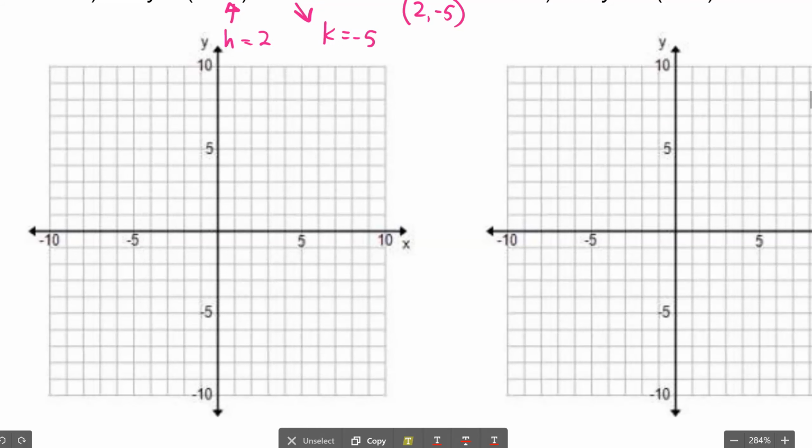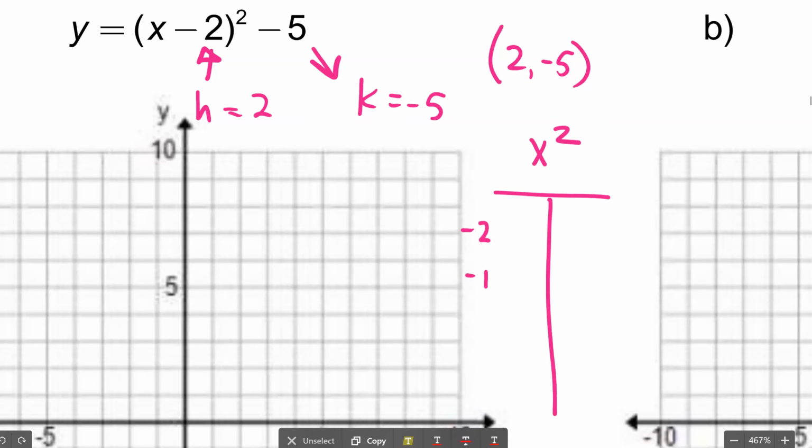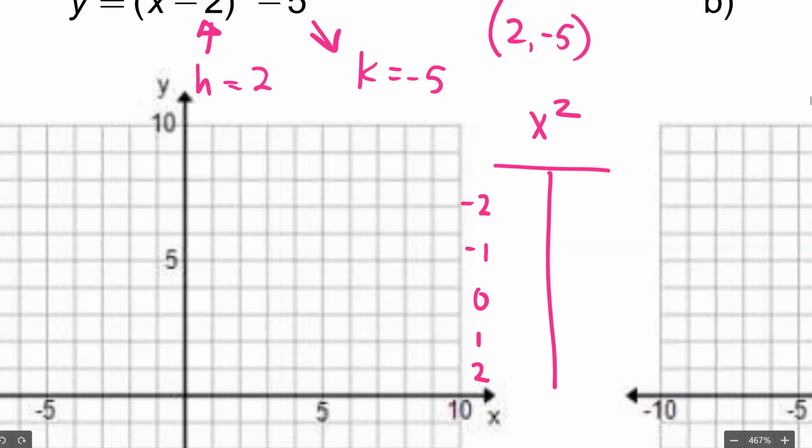Okay. So I'm going to start out with what we've been doing so far. The xy coordinates of my parent function. So what are the xy coordinates of my parent function? -2, -1, 0, 1, 2. Do we know what these are squared? 4, 1, 0, 1, 4. And we said we have a horizontal shift to the right by 2. So I'm going to add 2 to all of my x's.